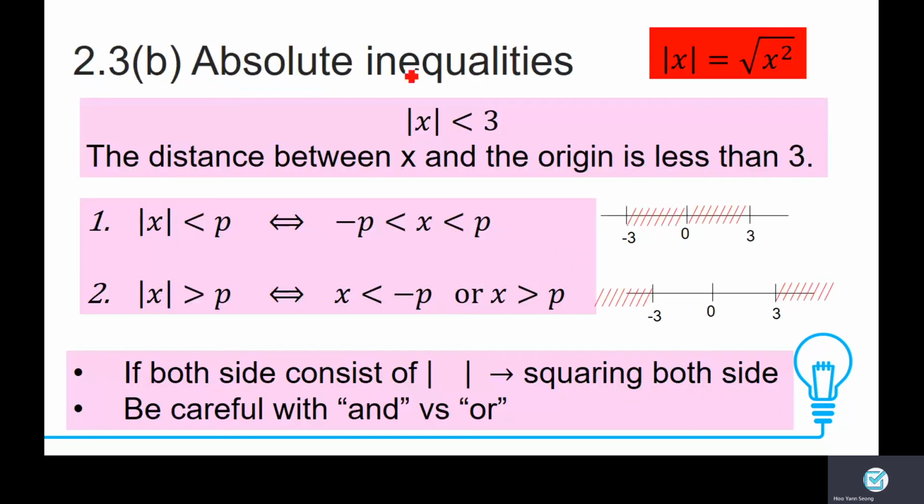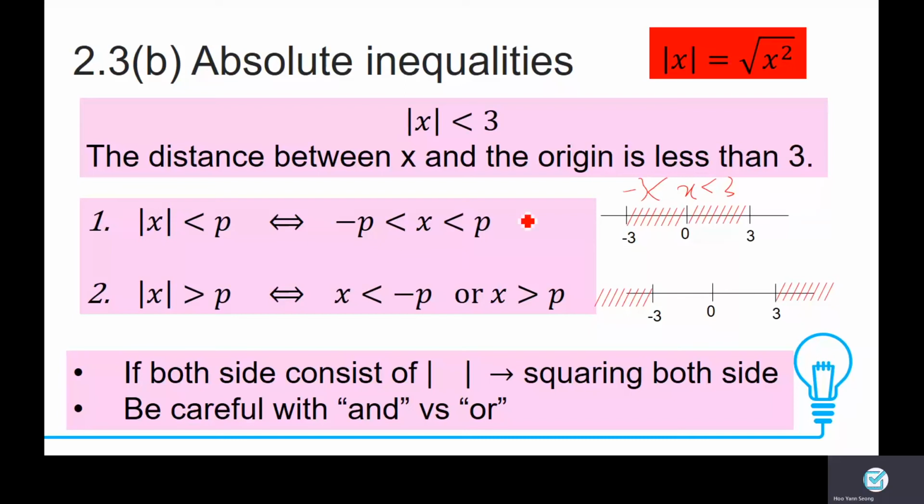Now look at the absolute inequality. In absolute inequality, when we have an absolute, just now we said absolute x means the distance from the origin. So when it is less than 3, it means the range is in between 3 and negative 3. How are we going to rewrite this? The value of x is in between negative 3 and 3. So we're going to say x is in between negative 3 and 3.